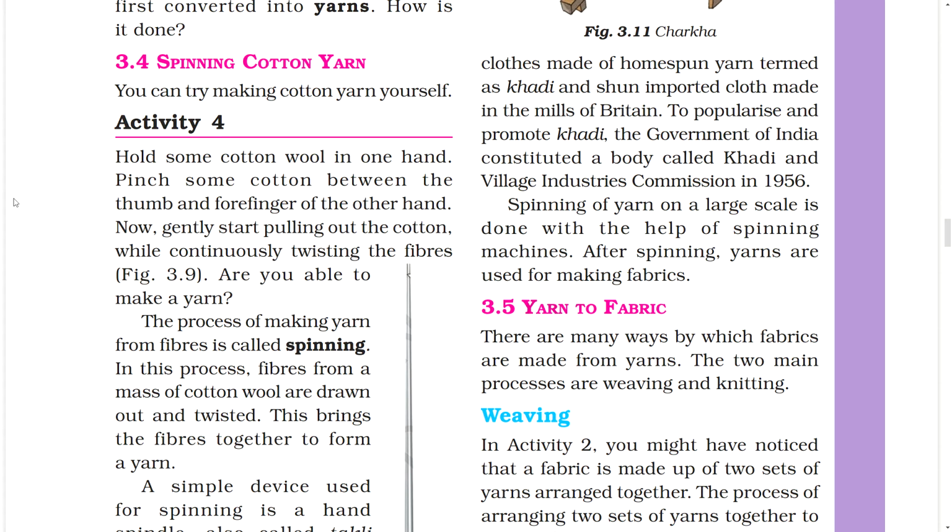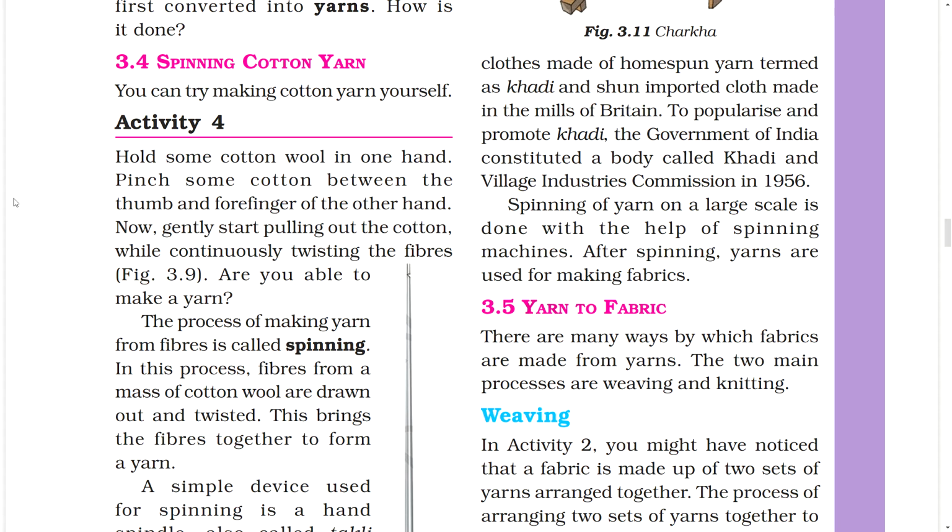3.4 Spinning cotton yarn. You can try making cotton yarn yourself. Activity 4. Do this. Hold some cotton wool in one hand, pinch some cotton between the thumb and forefinger of the other hand. Now gently start pulling out the cotton while continuously twisting the fibers. Figure. Are you able to make a yarn?